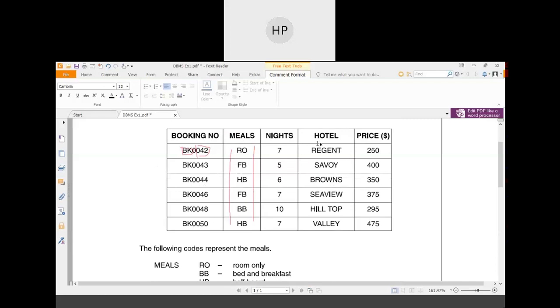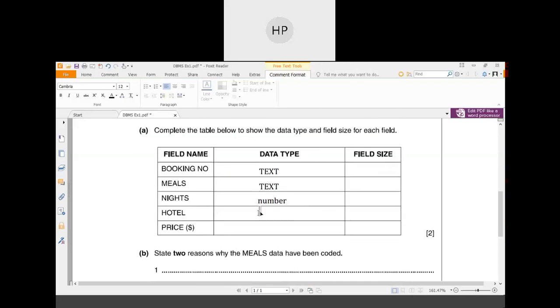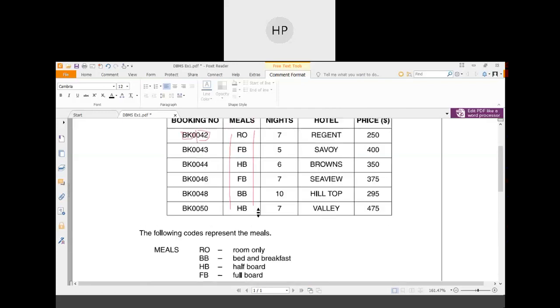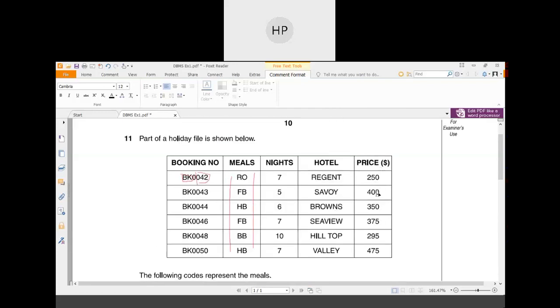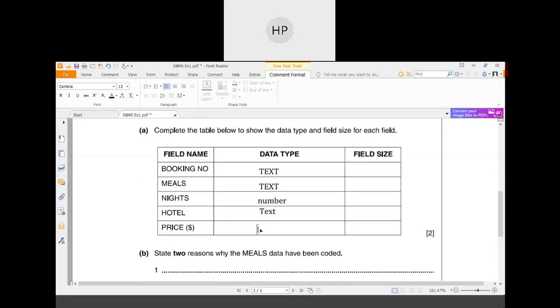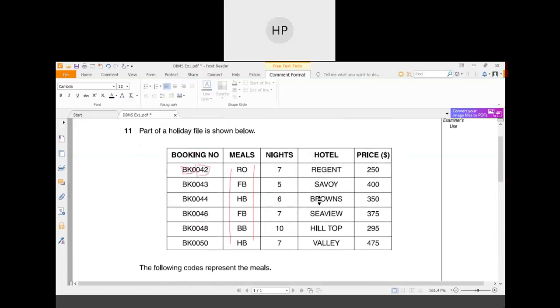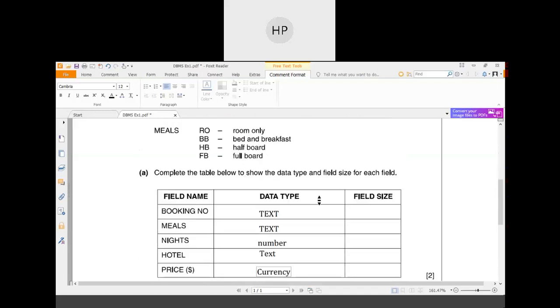Then we have the fourth field, hotel. What is the data type of the fourth field? Hotel. Text. Again, text, because it also contains text values. Then the final one, price. 250, 400, 350, 375, 295. Currency. Yes. The price should be currency. So those are the data types you have in this particular database table. Is it clear?